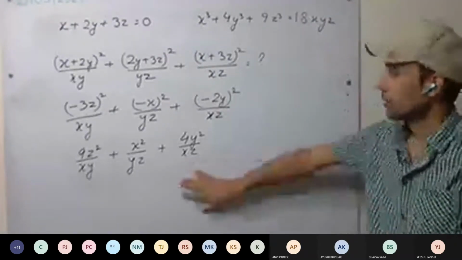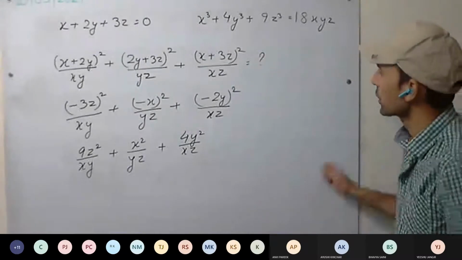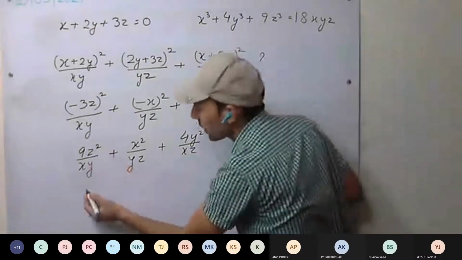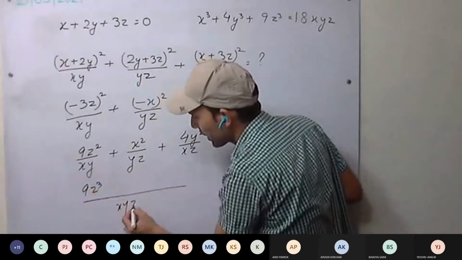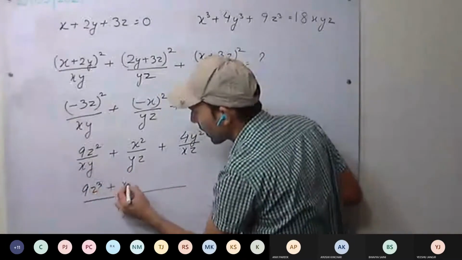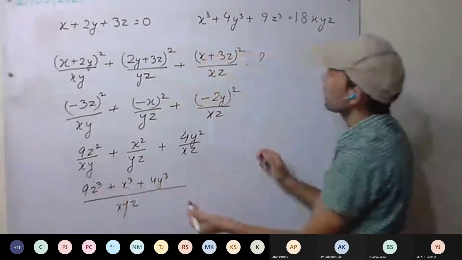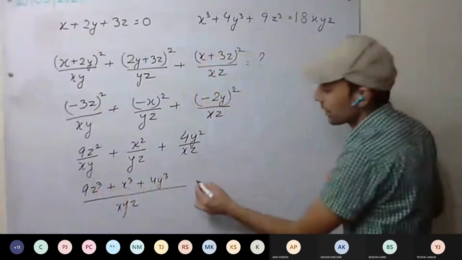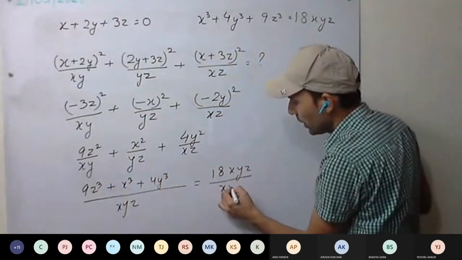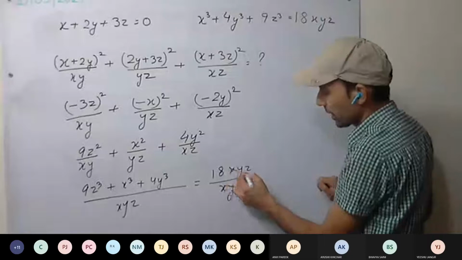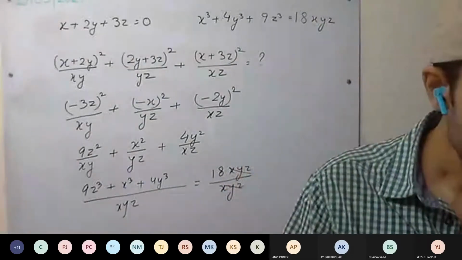Take the LCM now and solve it. You can rearrange as well. So it will be 9z cube, LCM xyz, plus x cube plus 4y cube. And what is the value of this one? 18xyz. Just put the value and divide by xyz. They get cancelled, we got 18. Everyone have understood this one?